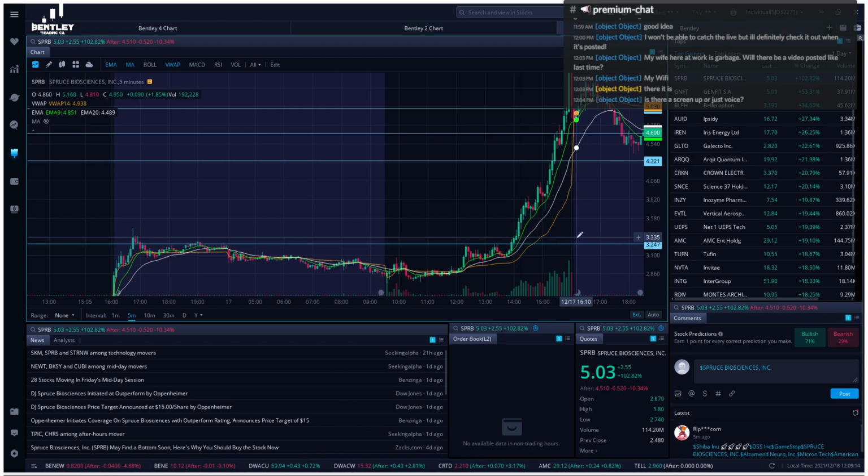Anyone have any questions about how to identify key levels? If you do, type in the premium chat. If not, I will go on to the next part.